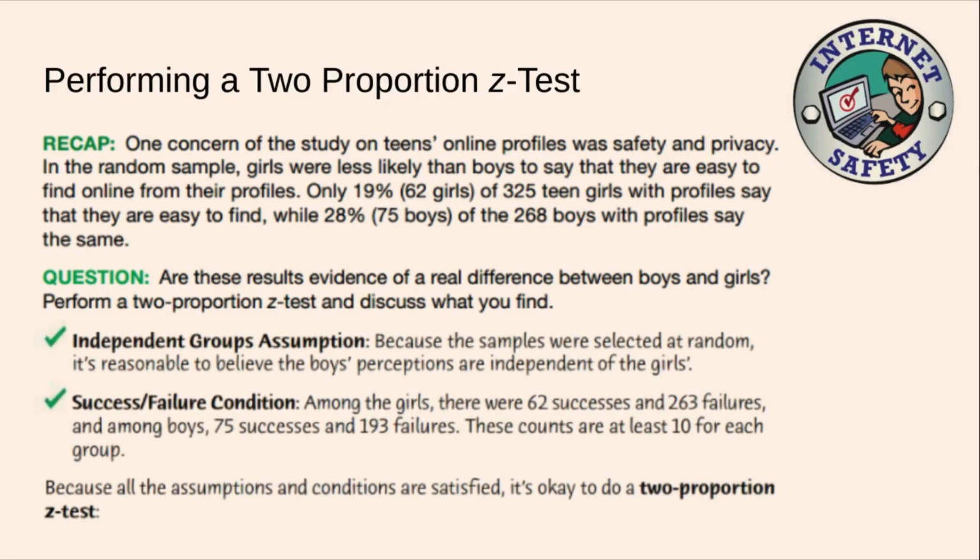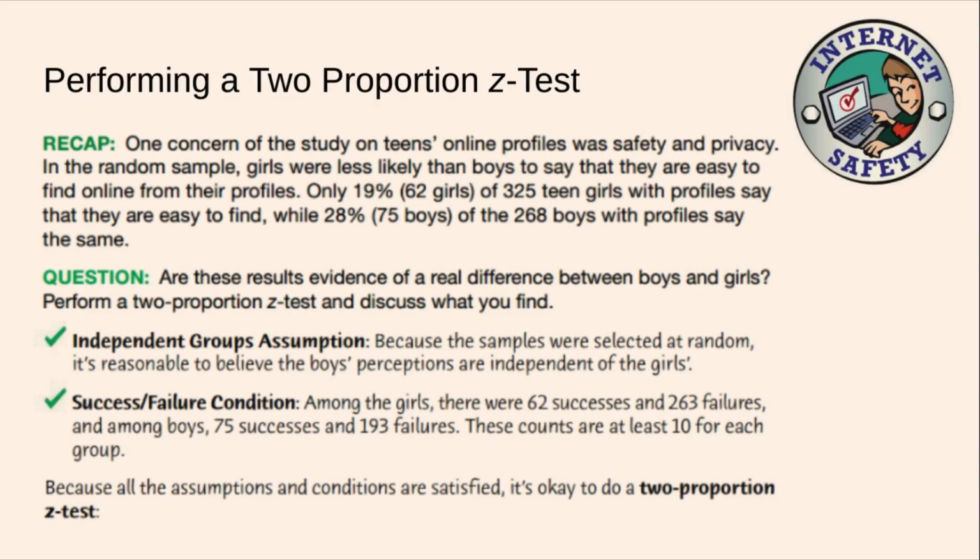We're going to look at independent groups. Now, are the groups independent from each other? Because the samples were selected at random, it is reasonable to believe the boys' perceptions are independent of the girls. That is an assumption. The thing with independent groups is you're looking for a clear violation, and we don't see any clear violations. We don't see matched pairs. We don't see pre-test, post-test, and offering a treatment the second time around. No. We don't see any of that. So we're looking for a clear violation, and there is no clear violation.